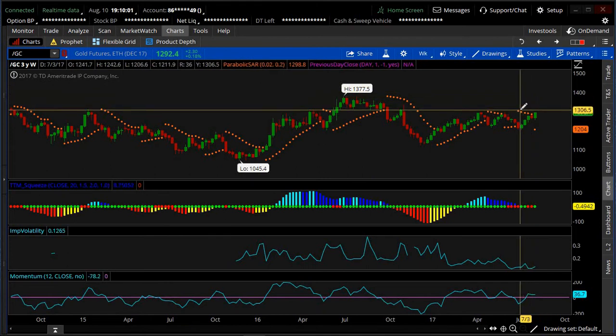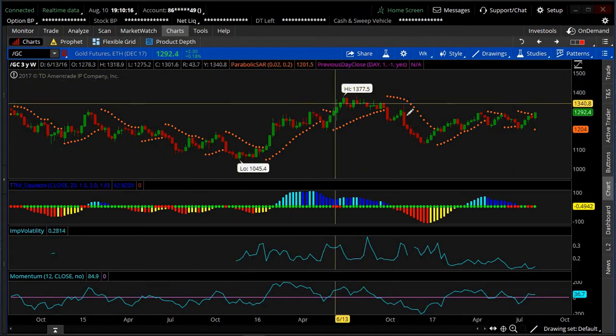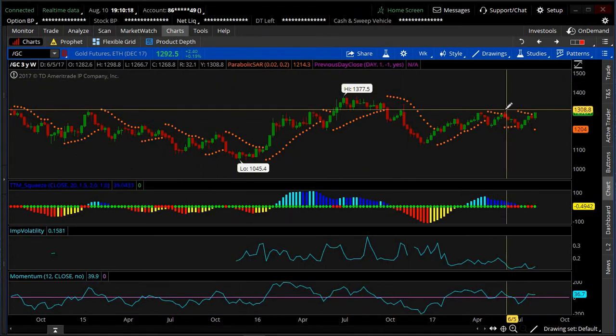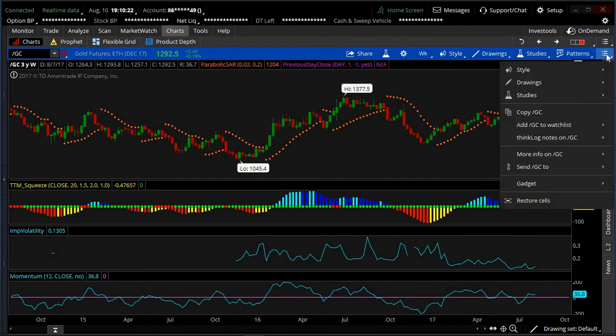So if we get here this week, tomorrow and Friday, we may expect a pullback. It all depends. We may not. It may blow right through it and continue to go higher. So we'll see how that pans out. But we're real close to that 1292, real close to that 1300, so we're going to run into some resistance here. We'll see what happens once we get there.